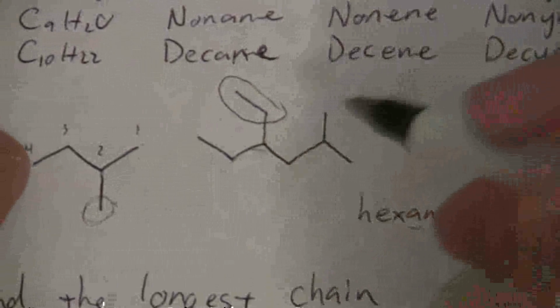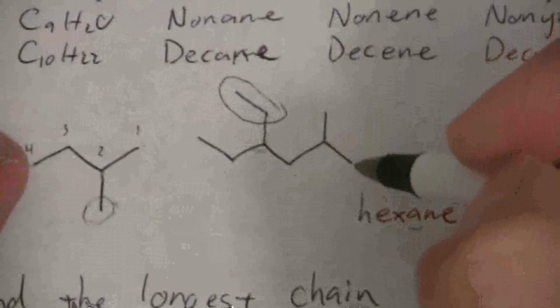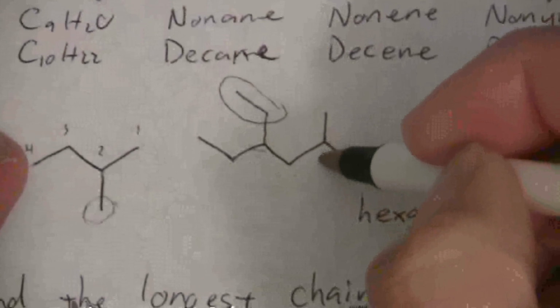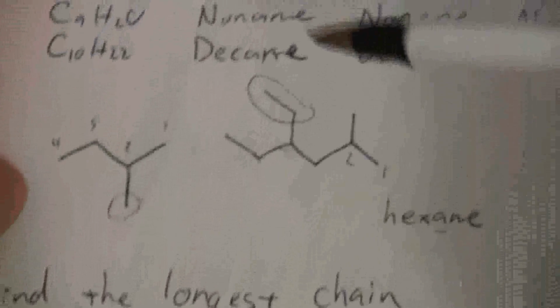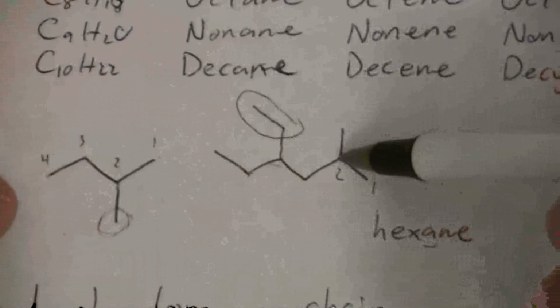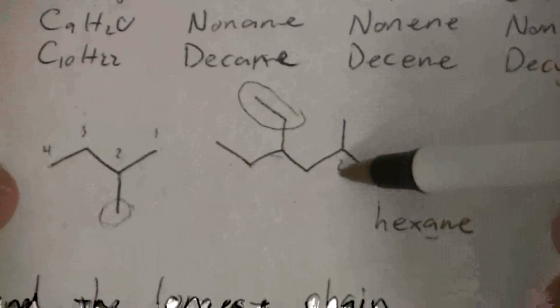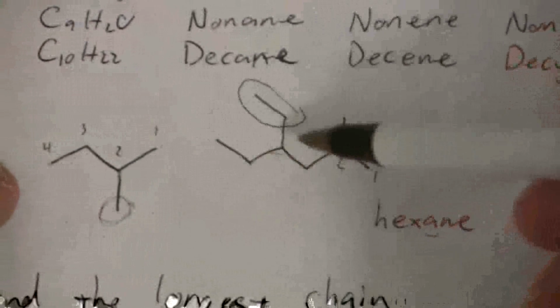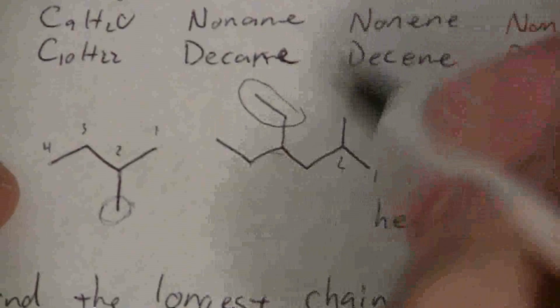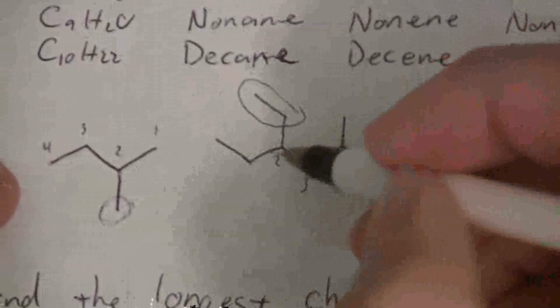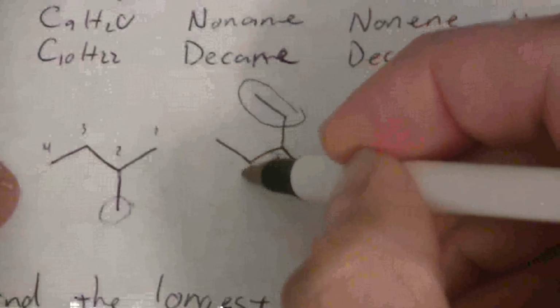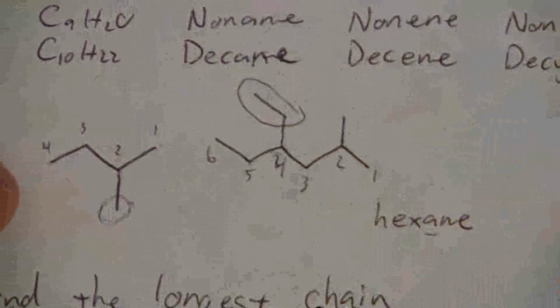So I'm actually going to start from this side, following the second rule: I number the chain so that my first side group has the lower number. If I come this direction, my first side group has a 3. This way, it's a 2. So that's how I will number that.